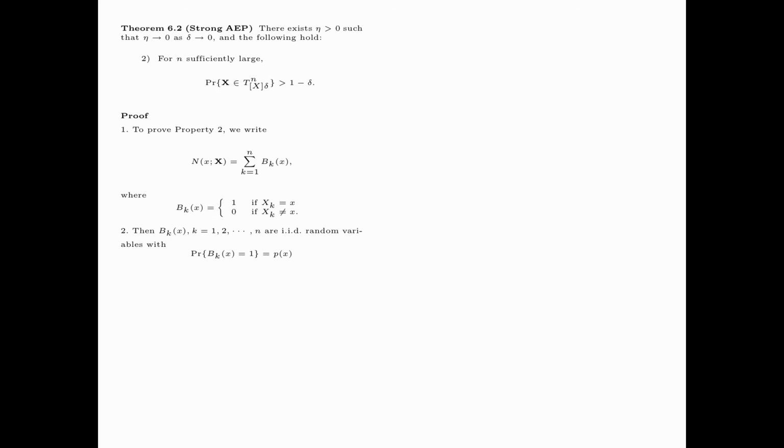Then B_k(x), k equals 1 up to n, are IID random variables, because X_1, X_2, up to X_n are IID random variables. Specifically, the probability that B_k(x) equals 1, that is X_k equals x, is equal to p(x). And the probability that B_k(x) equals 0 is equal to 1 minus p(x). Note that the expectation of B_k(x) is equal to (1 minus p(x)) times 0 plus p(x) times 1, which is equal to p(x). In general, the expectation of an indicator random variable of an event is equal to the probability of that event.